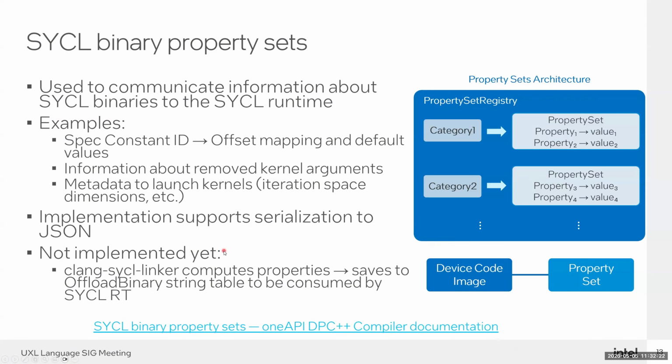What's not implemented yet is the connection between the device code image produced by the Clang SYCL linker and the property set. So what we need to add is to extract property sets out of device code and save them into the offload binary in a way that can be consumed by the SYCL runtime. So yes, this part is not yet implemented.